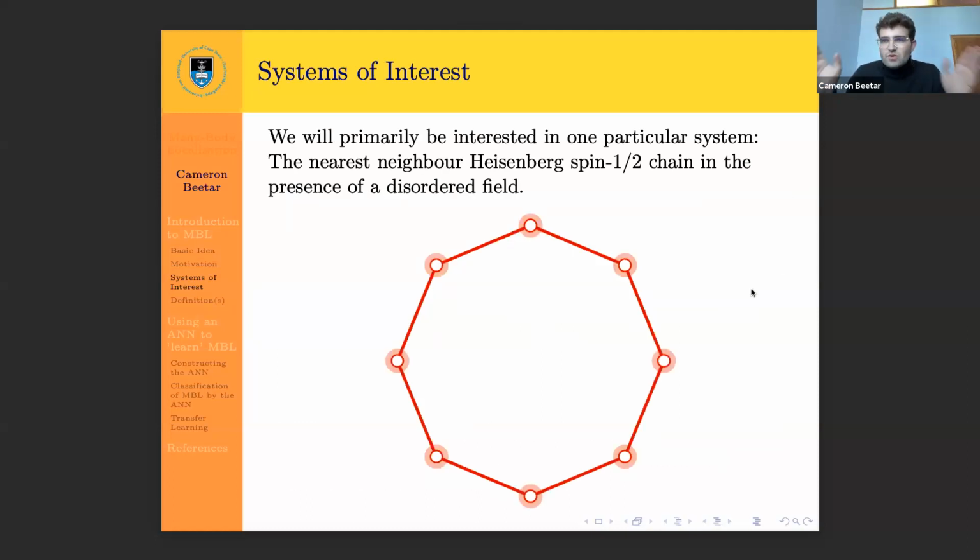Okay, so we've spoken about localization and thermalization, and now I wanted to give you the context of where we're going to actually apply these ideas. What we're going to be interested in is the nearest neighbor Heisenberg spin half chain in the presence of a disordered field. Let's break that down. The nearest neighbor bit basically just means that each vertex only sees a partner on either side of it. They don't see any others. So for instance, this one at the top doesn't see the one at the bottom.